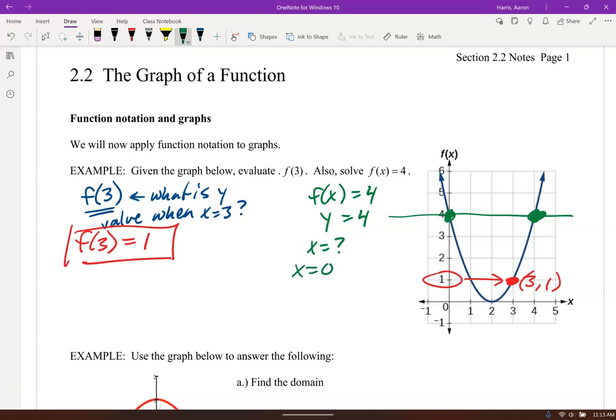x could be 0. 0 has the point 4. And x could be 4. So when x is 4, y is also 4. Again, both of those points right there have a y value of 4. So what x value makes that true, such that f of x equals 4, such that y equals 4?